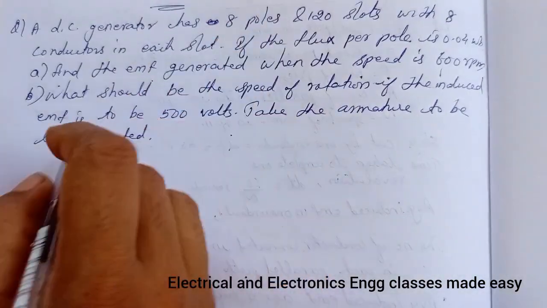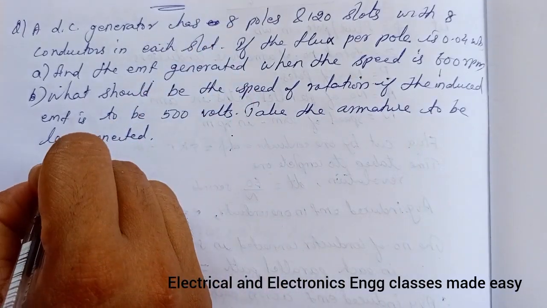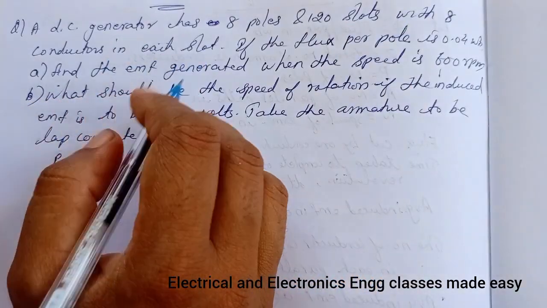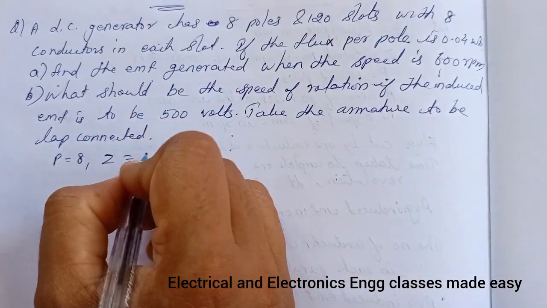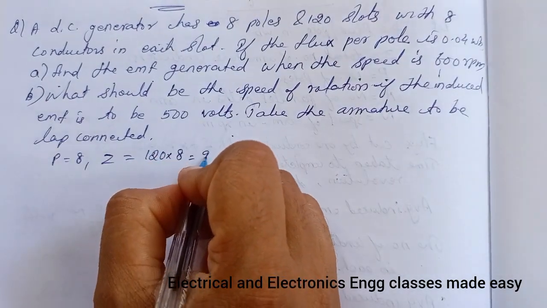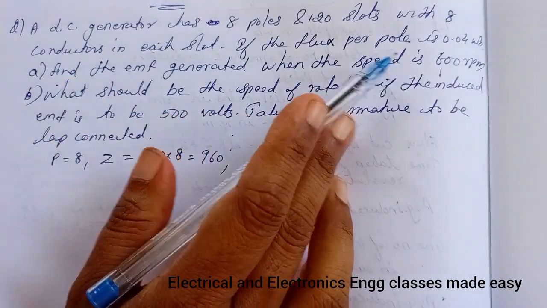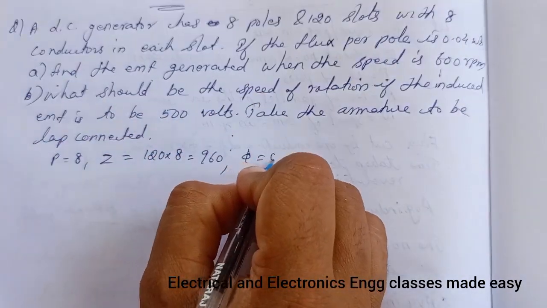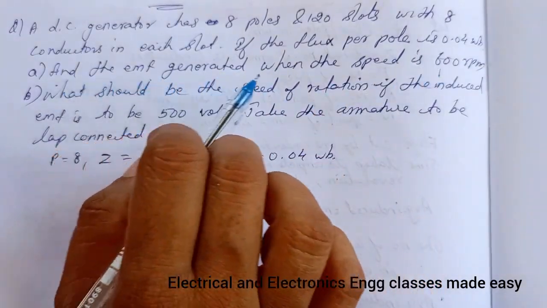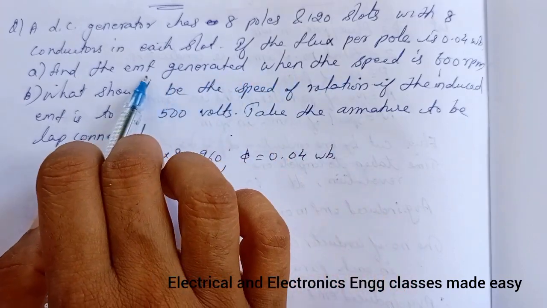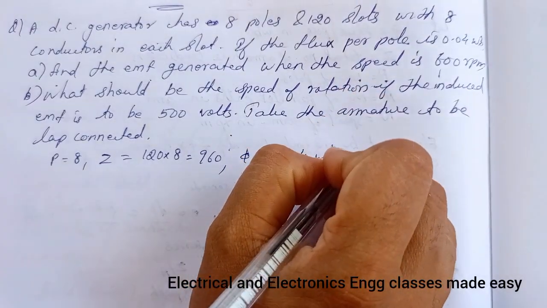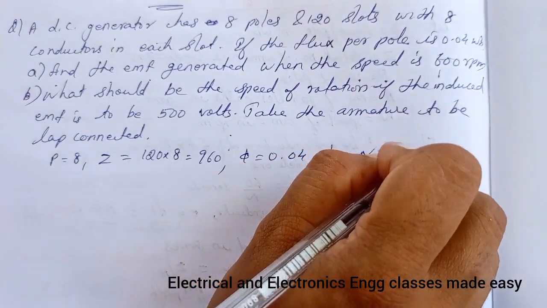So the given data are 8 poles, so P is equal to 8. Then 120 slots with 8 conductors in each slot, so the number of conductors is equal to 120 into 8, that is 960. Then flux per pole phi is equal to 0.04 Weber. First, we have to find the EMF generated when the speed is 600 rpm. So N is given as 600 rpm.